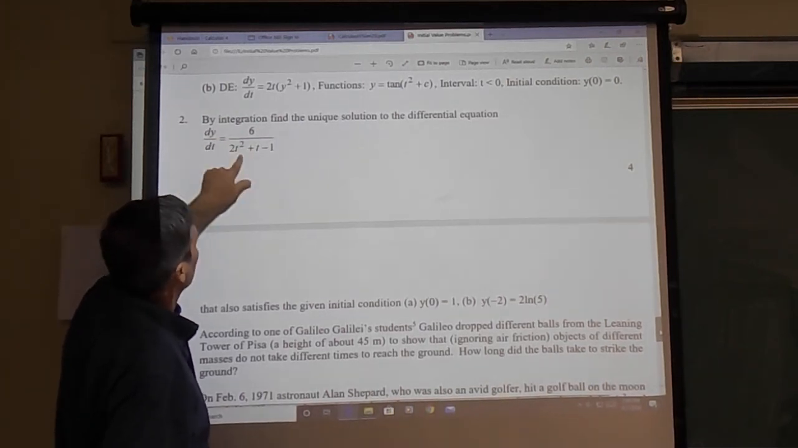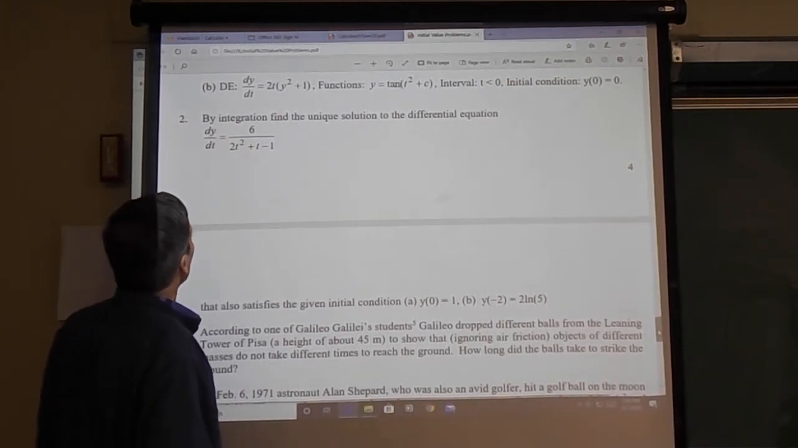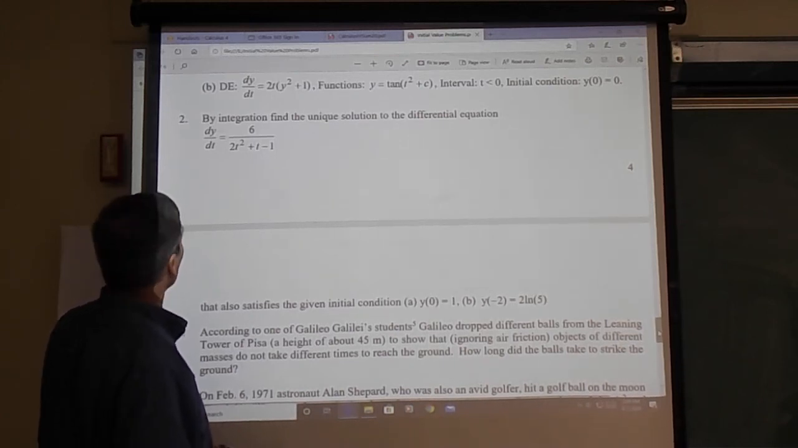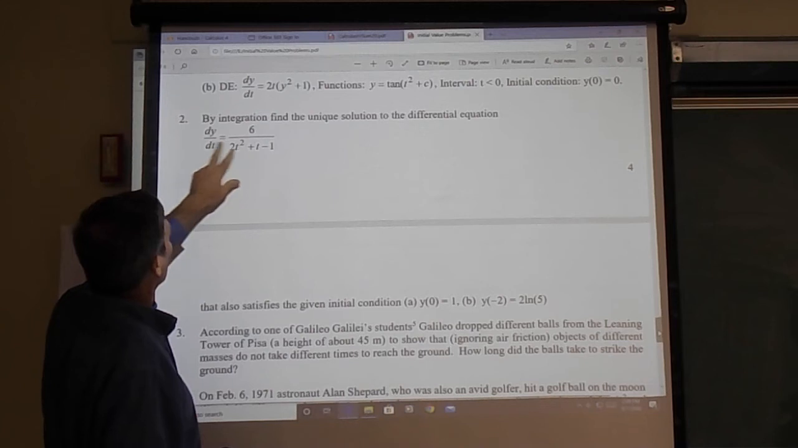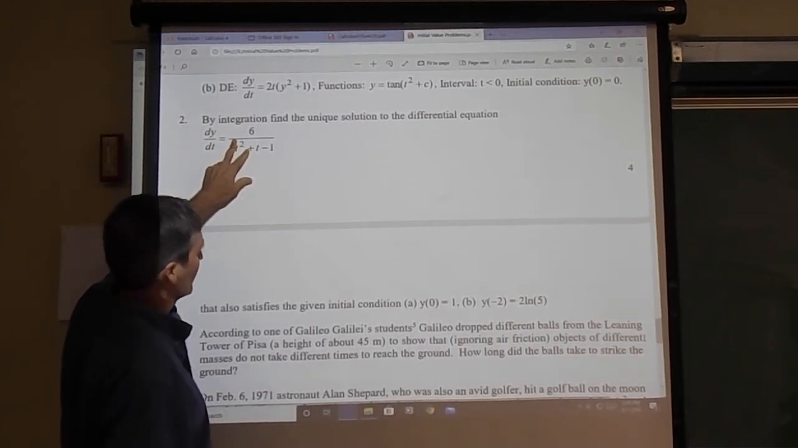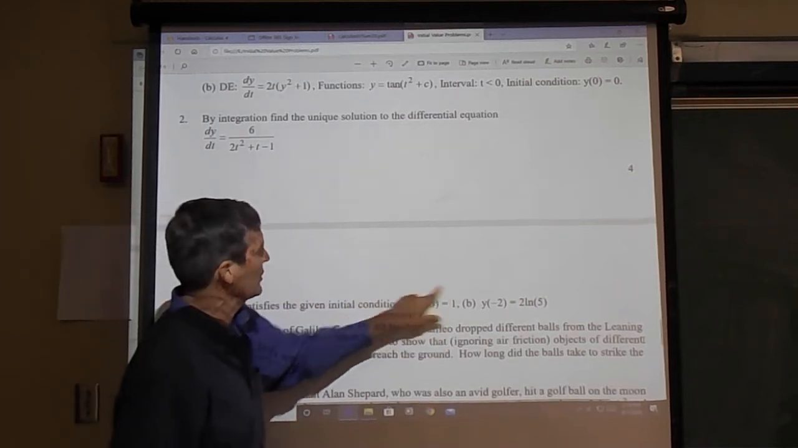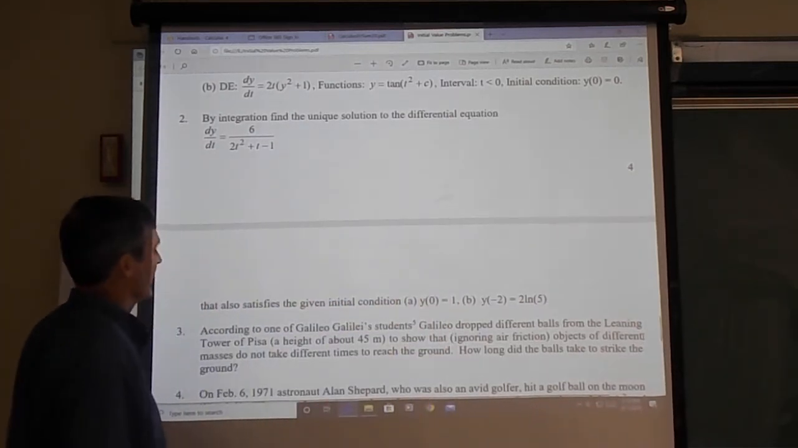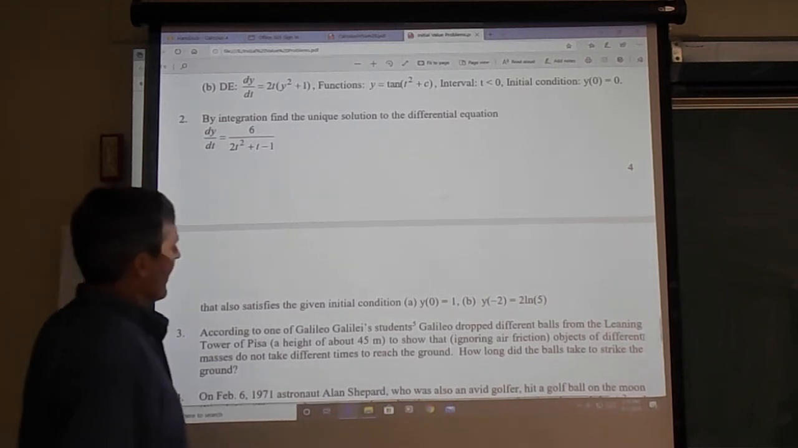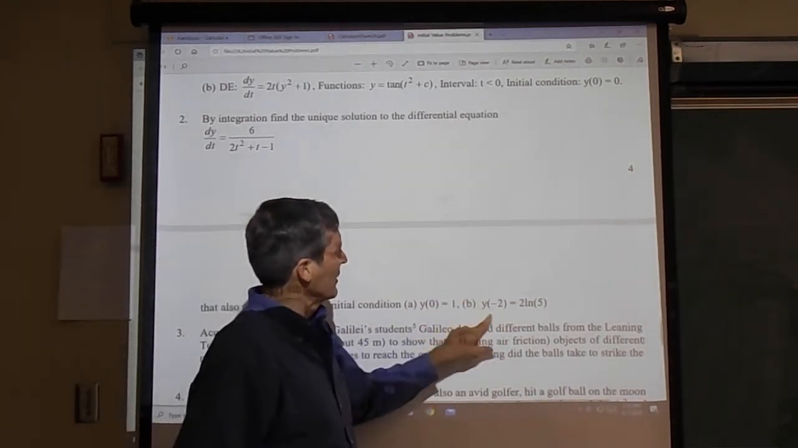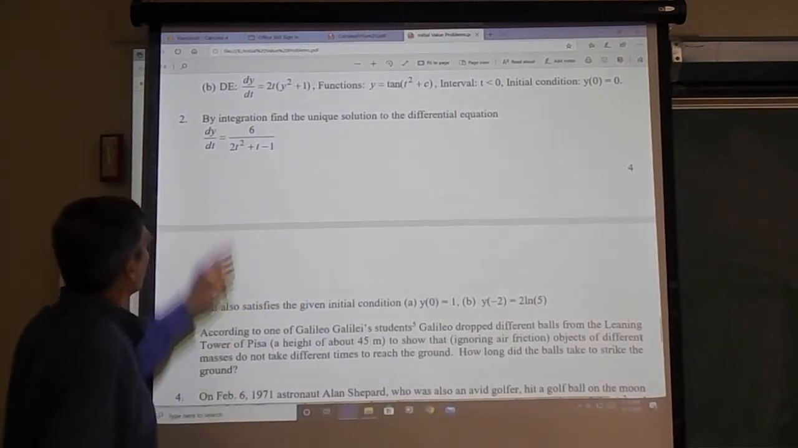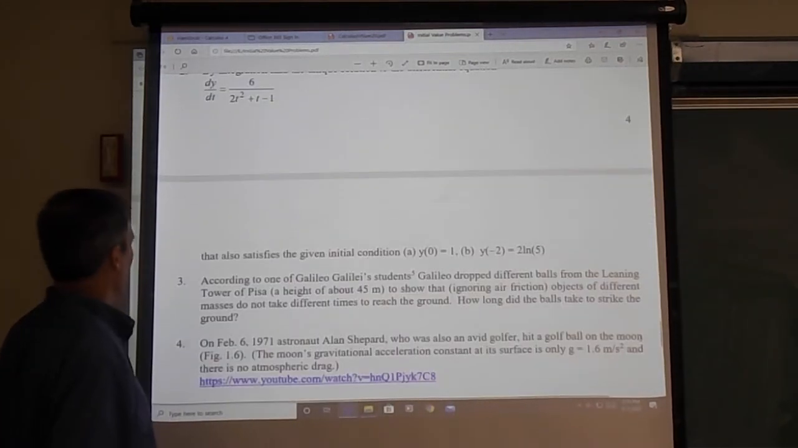Integrate both sides. You can use partial fractions on this to integrate it. And you find the set of all solutions has one arbitrary constant because there's one integration. Apply this initial condition, you'll get the unique solution. So try that, and then you can try it also with this initial condition, y of minus 2 equals 2 ln pi, and you can find the unique solution of this one by integrating both sides.